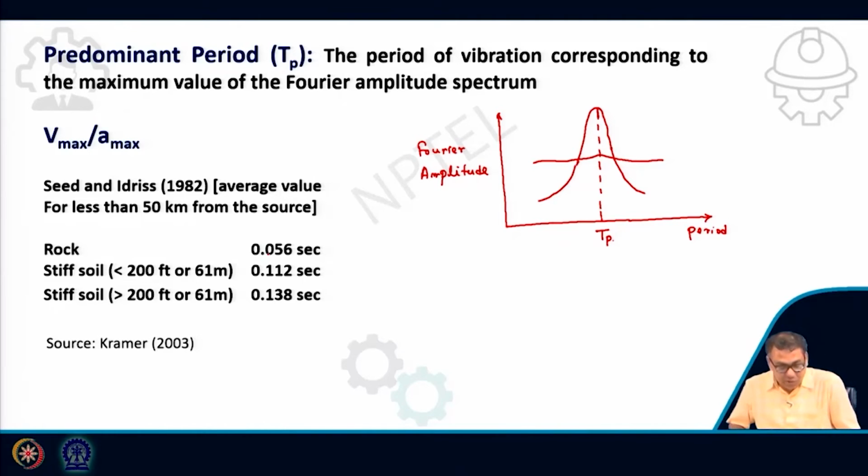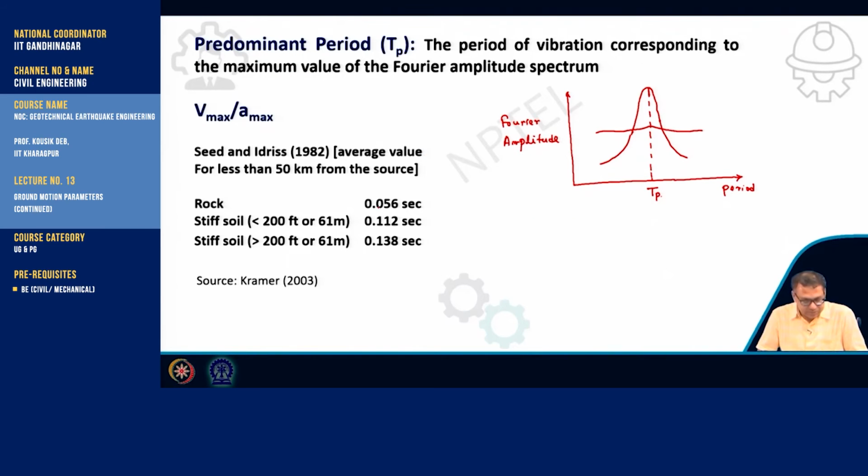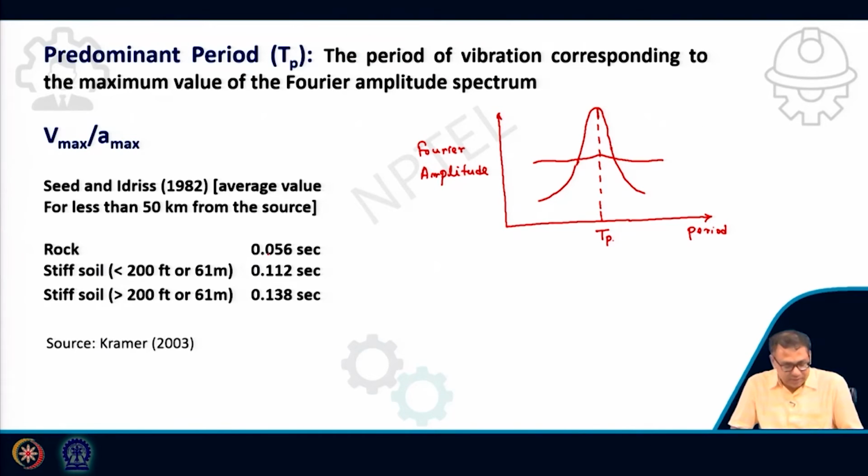Okay, so for rock it is 0.056 second; for steep soil less than 200 feet or 61 kilometer, it is 0.112 second; for steep soil greater than 200 feet, it is 0.1384 second. So that means for rock this value is less, and you can see for steep soil it is more.